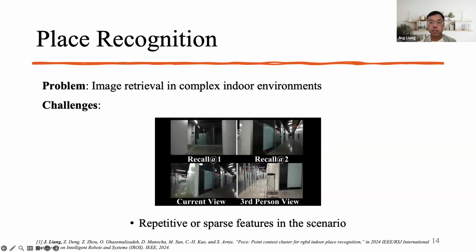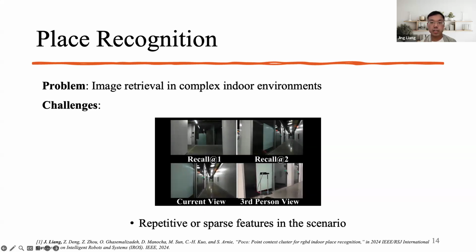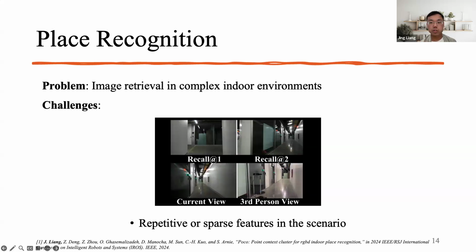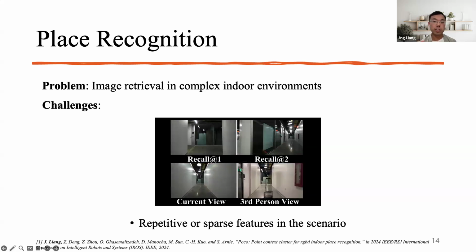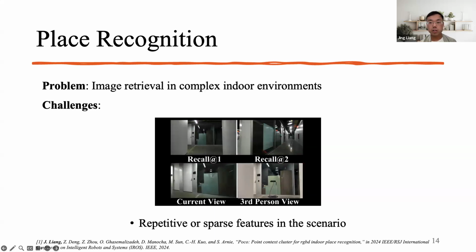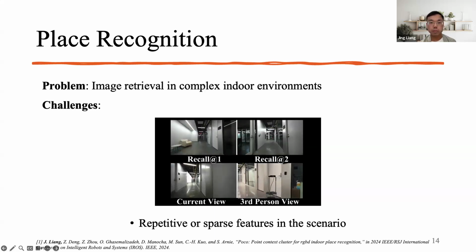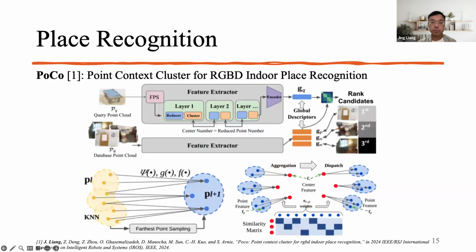Place recognition in indoor scenarios is quite challenging. There could be repetitive features that can confuse the matching, or there could be not enough features to use for place recognition, especially when the robot is very close to some large objects. So to handle those challenges, our intuition is to use multiple modalities and also multiple stages for the place recognition task.